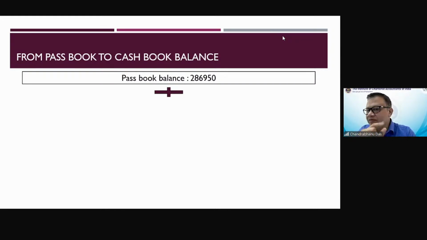Now the timing differences are due to checks. One is check issued and one is check deposited. Now I am at the passbook balance, and I have to arrive at the cash book balance. So what should I add? Check issued or check deposited? If I go in reverse, from passbook balance I have to arrive at cash book balance.